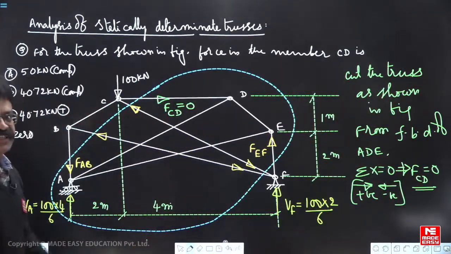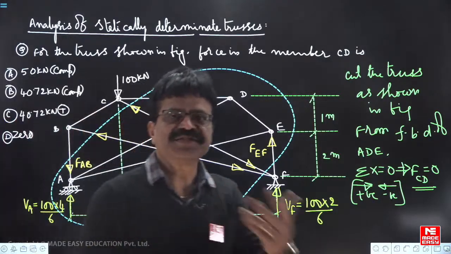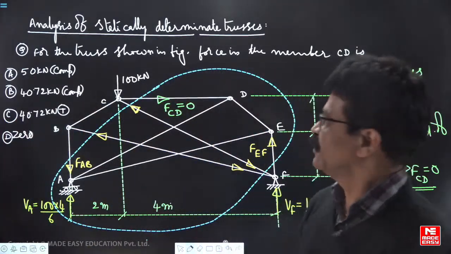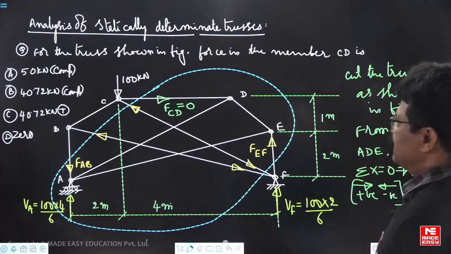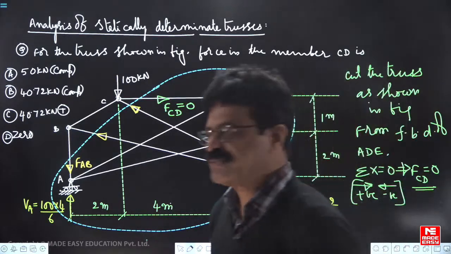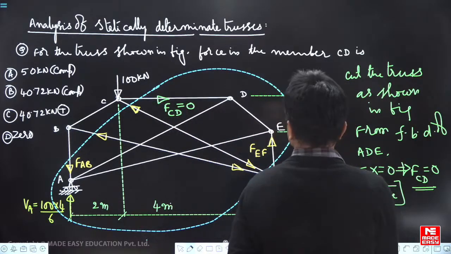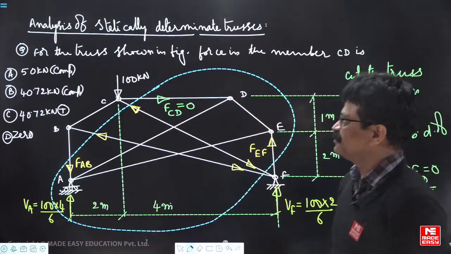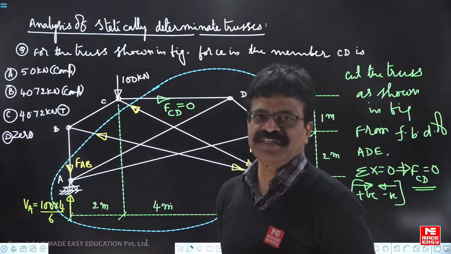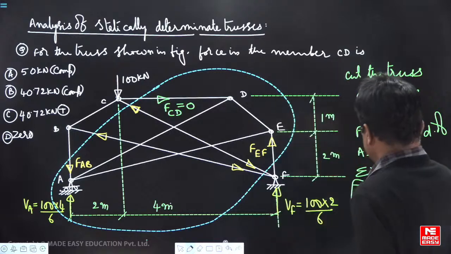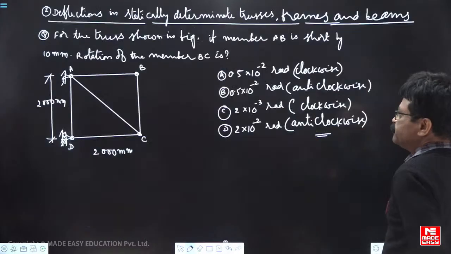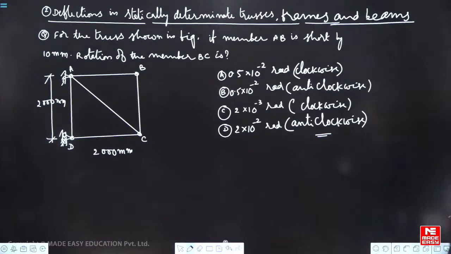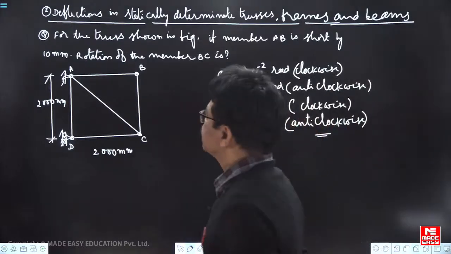So it can be a 2 marks question, likely. In addition to the things that you have studied, this way of cutting is an extra concept that we must have an idea about. So this is about the trusses, method of sections, method of joints, how we should cut the members.